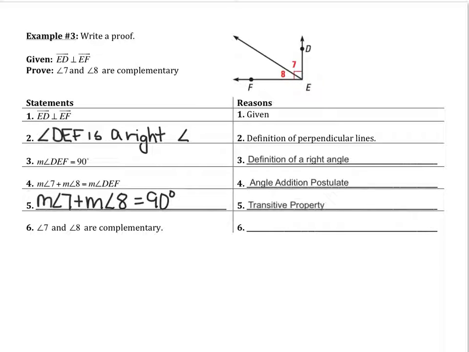And our last statement states that angle 7 and angle 8 are complementary. Just in the previous step above it, I said the measure of angle 7 plus the measure of angle 8 is equal to 90 degrees. I know that if two angles add up to 90 degrees, that means they're complementary. So my reason for statement 6 would be the definition of complementary angles. And that's it. Now I've proven our previous theorem that stated that if two lines, or in this case two rays, are perpendicular to each other, then the two angles that are being formed are complementary.